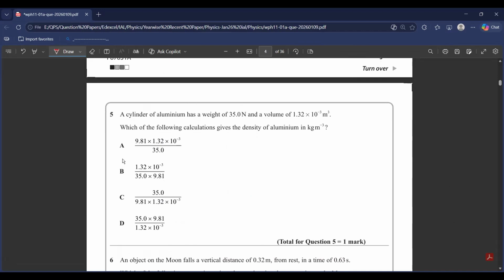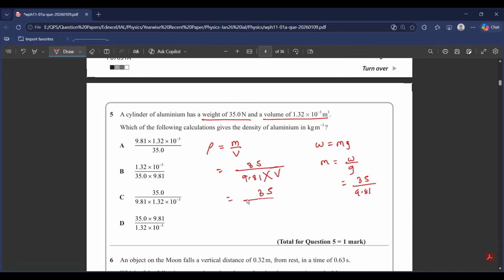Number 5. A cylinder of aluminium has a weight of 35 newtons and a volume of 1.3 × 10^-3 cubic meters. Which of the following calculations gives the density of aluminium in kg per meter cubed? All right, so the formula for density is mass by volume, but we are given weight. So we are just supposed to convert the weight to mass. Weight equals mass times gravity, right? So mass is equal to weight divided by gravity. 35 divided by 9.81.